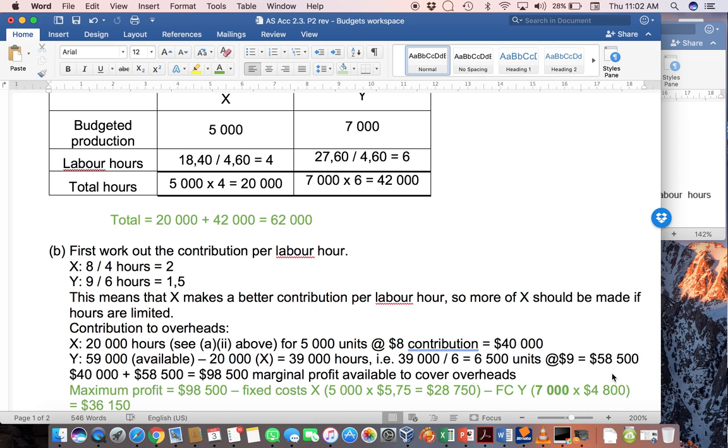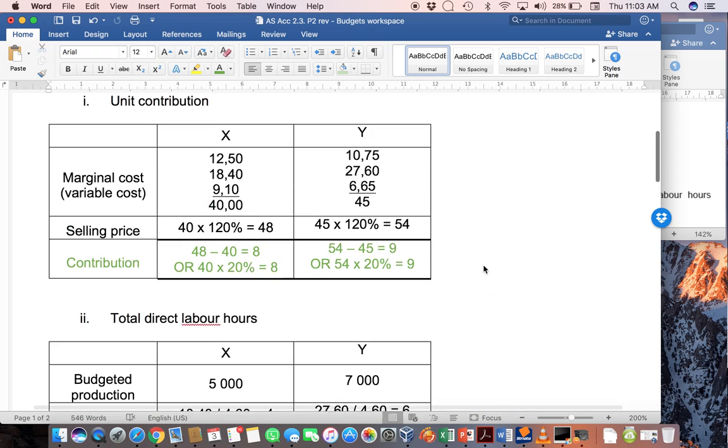At a contribution of $9 each means that Y's contribution overall will be $58,500. So my total marginal profit that is available to cover my fixed overheads is $98,500. My maximum profit, therefore, will be this marginal contribution minus the fixed costs.